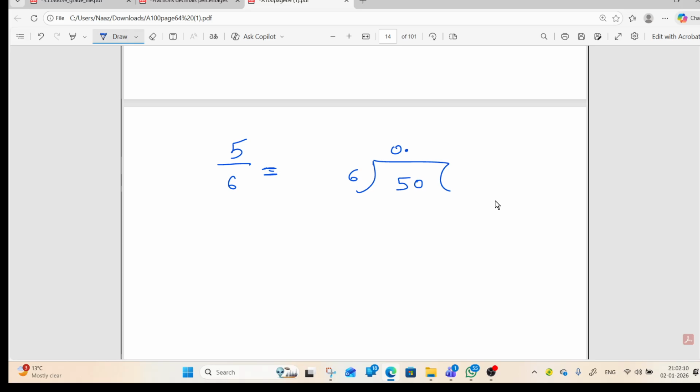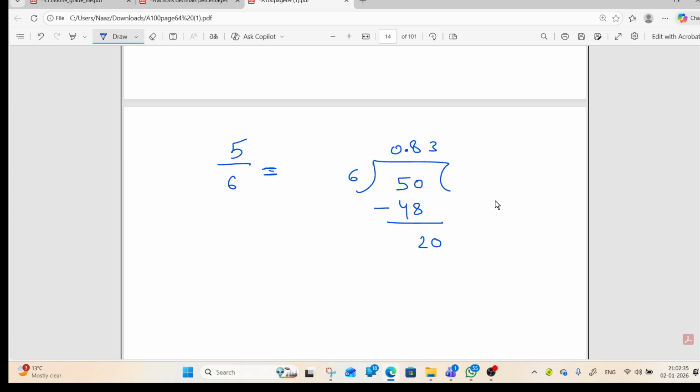48. You mean 6 times 8? Yes. Then you subtract, you got 2. Again with the same decimal you can put a 0 there, right? 6 times what? What would you do next?